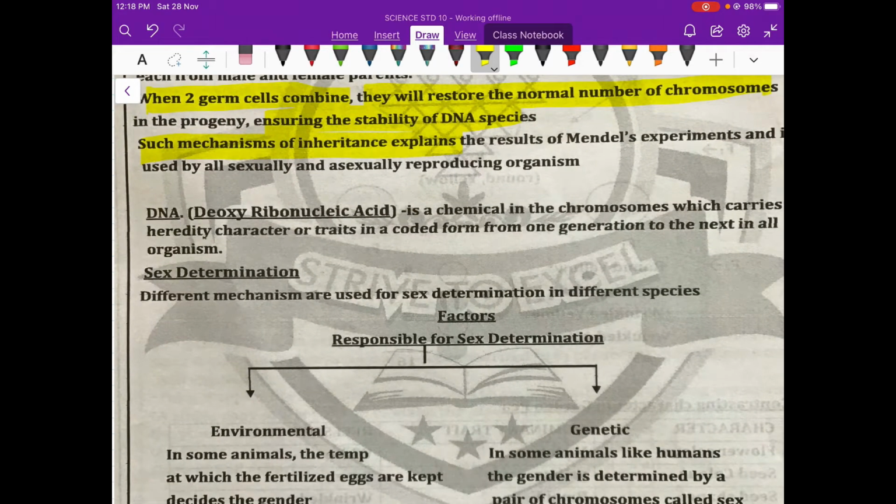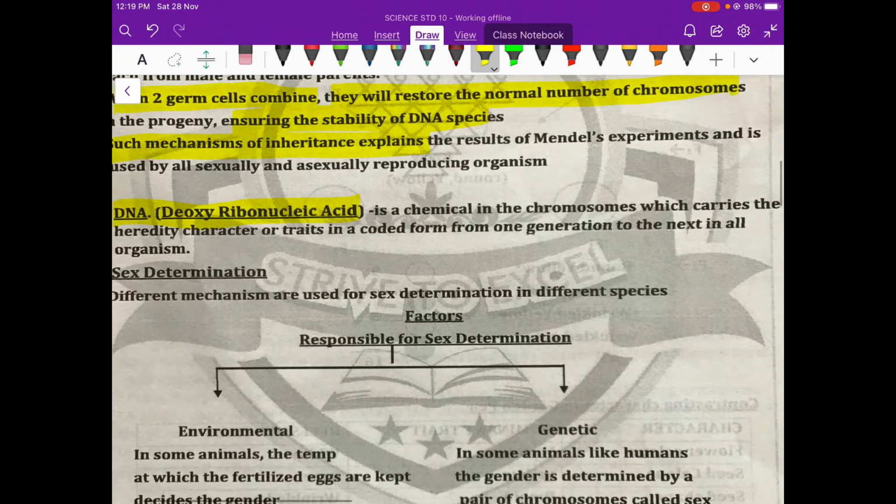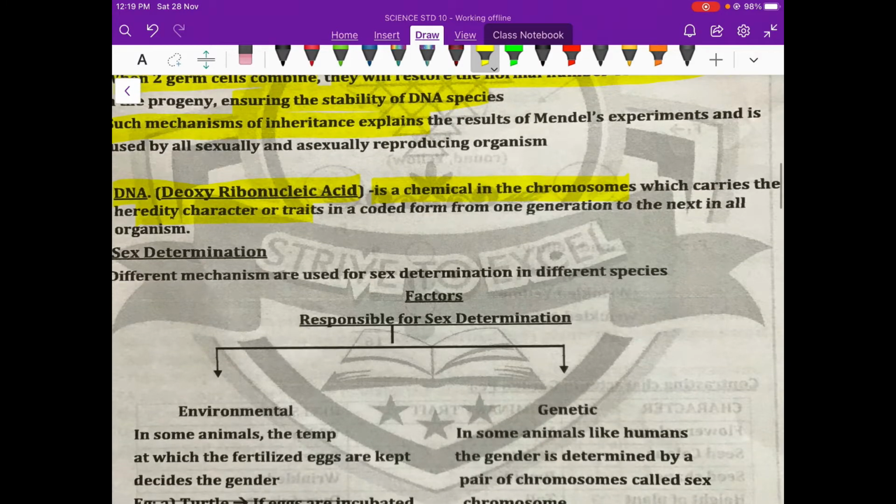Now, the most important factor for transfer of hereditary characteristics is something called deoxyribonucleic acid. What is this acid? It is a chemical in the chromosomes which actually carries the hereditary characters or the traits in them.